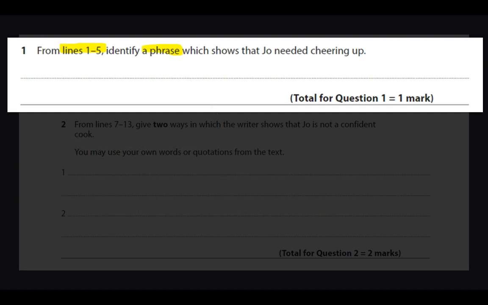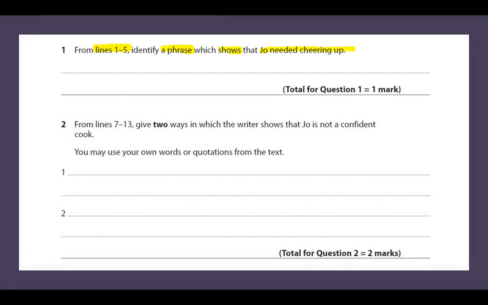And in this instance, the phrase we need to identify from lines 1 to 5 must show that Joe, the character in the text, needed cheering up. So let's have a look at lines 1 to 5 from this text and see what we can find in there that we might be able to use in response to this question.